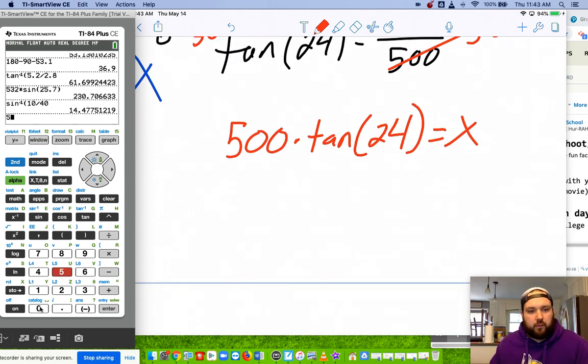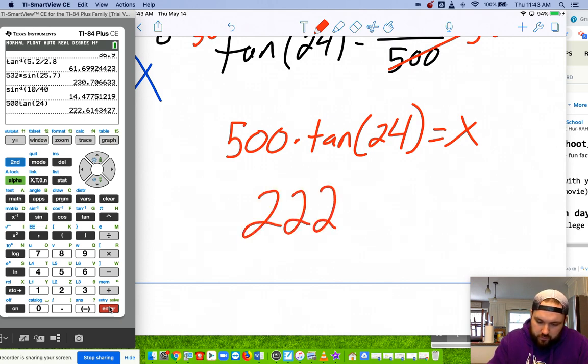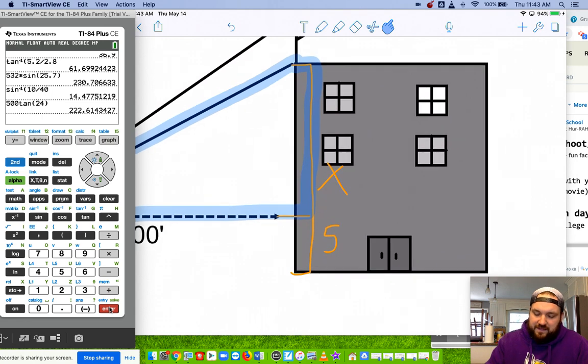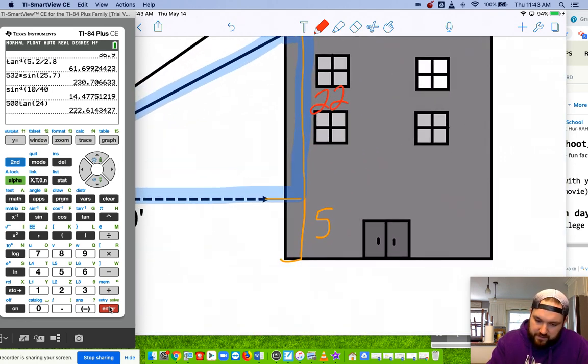So now I am ready to go to the calculator. You get 222.61. I'm just going to go to 0.6. So that is in feet. So what that's told me is that this distance from the top of this person's head is, what did I say? 222.6.